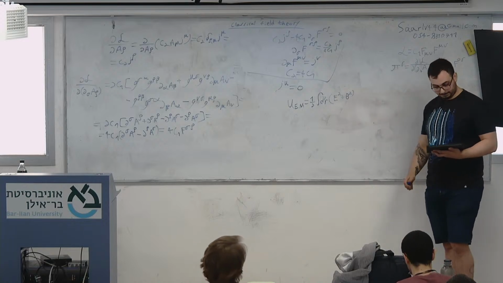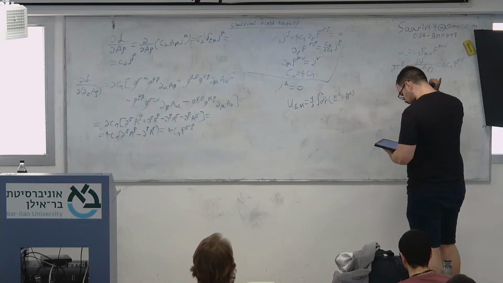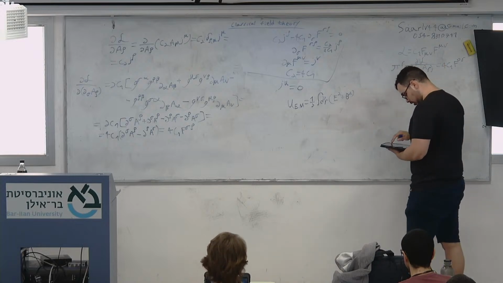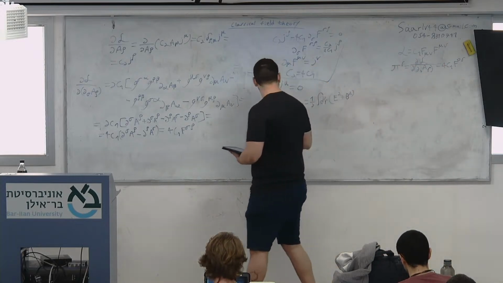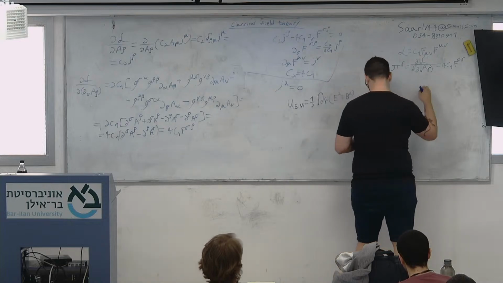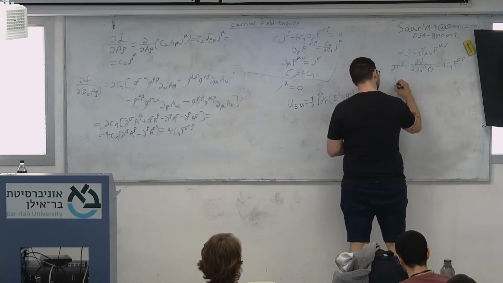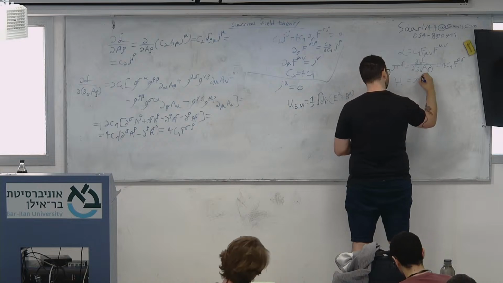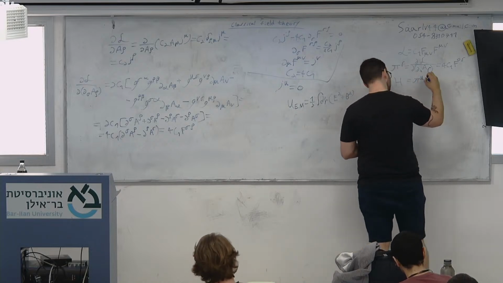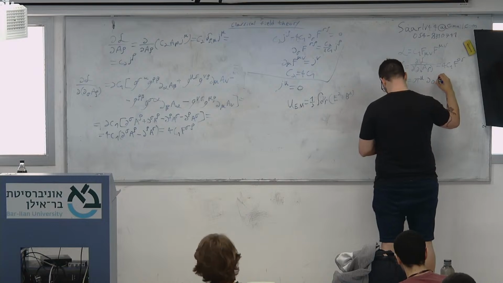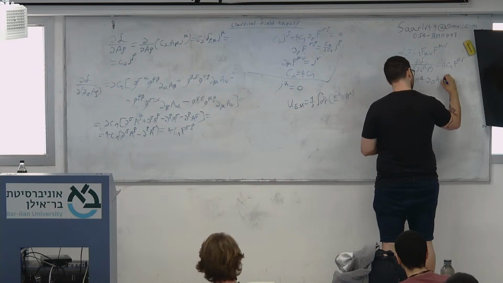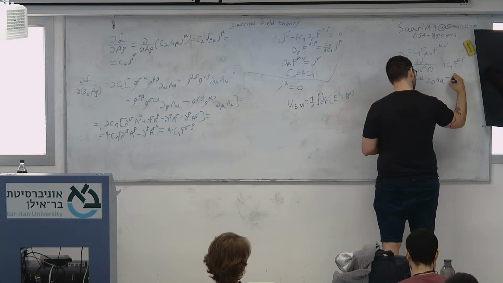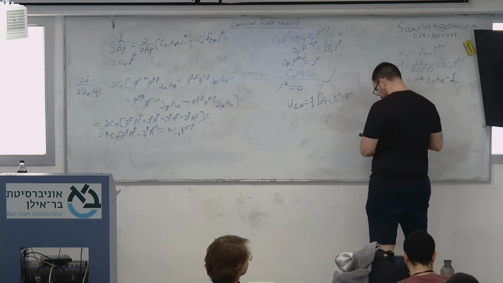Alright, so from here, the unit density will be by mu minus 100.